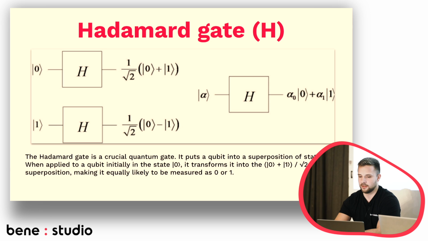The second important gate is the Hadamard gate. It's also a crucial one. It puts a qubit into superposition states. When we apply the Hadamard gate to a qubit which is in state 0, it transforms it to (0 + 1) divided by the square root of 2 superposition, making it equally likely to be measured as 0 or 1.